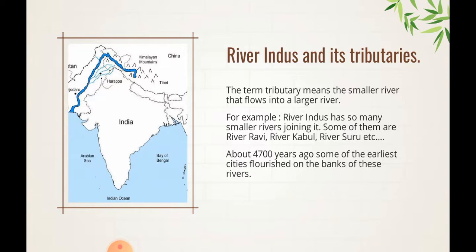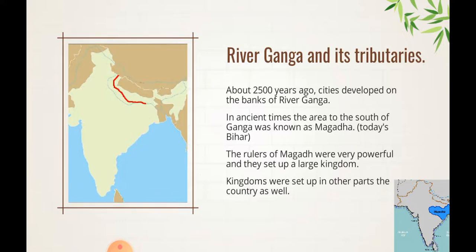Next, we'll move on to River Ganga and its tributaries. You all might be familiar with River Ganga. It flows from Uttarakhand to Uttar Pradesh, covering Bihar, Jharkhand, West Bengal, and to Bangladesh. About 2,500 years ago, cities developed on the banks of River Ganga.